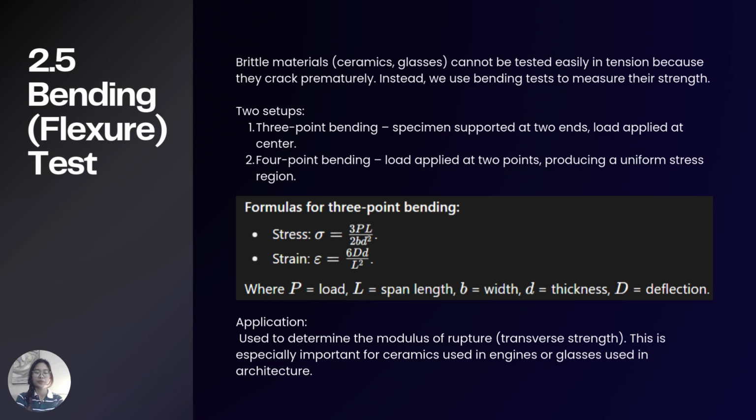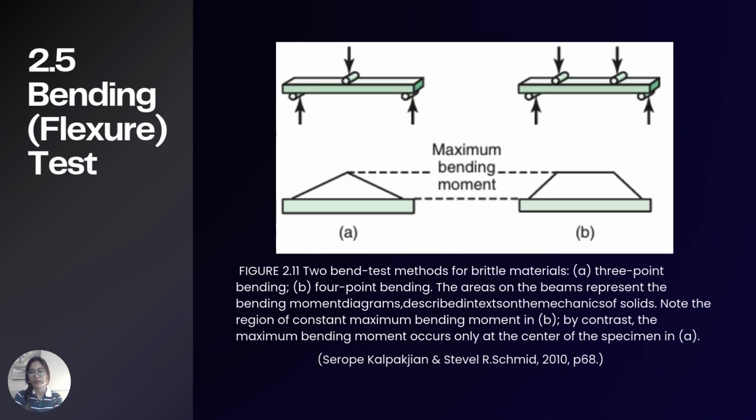In a three-point bending test, the specimen is supported at both ends and loaded in the middle. In a four-point bending test, load is applied at 2 points, creating a region of uniform stress between them. Here, there is also the formula for stress sigma and strain epsilon. This is an example of the bending or flexure test itself.